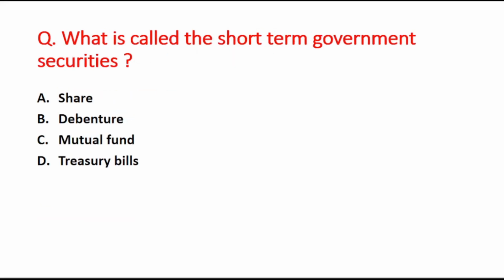Now the next and the last question of this session is, what is called the short-term government securities? A option is share, B option is debenture, C option is mutual fund, and D option is treasury bills. The right answer is option D, that is treasury bills.